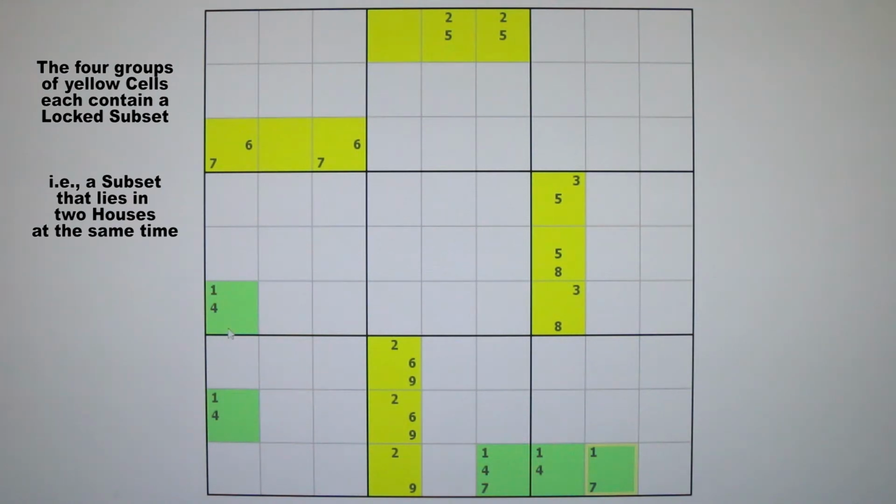But here in column 1, we have a 1 and 4 and a 1 and 4. That is a naked pair and it lies in column 1, but it is not a locked pair because those 2 cells do not lie in the same block.